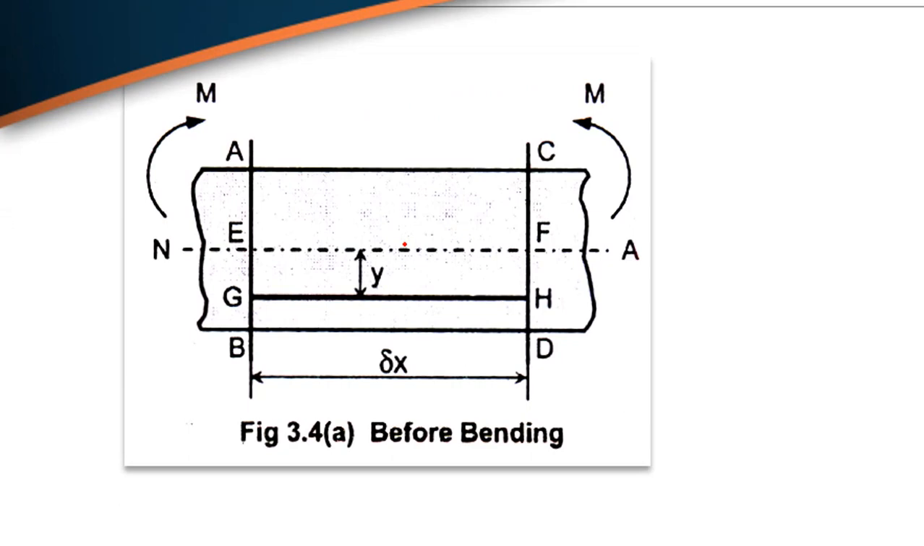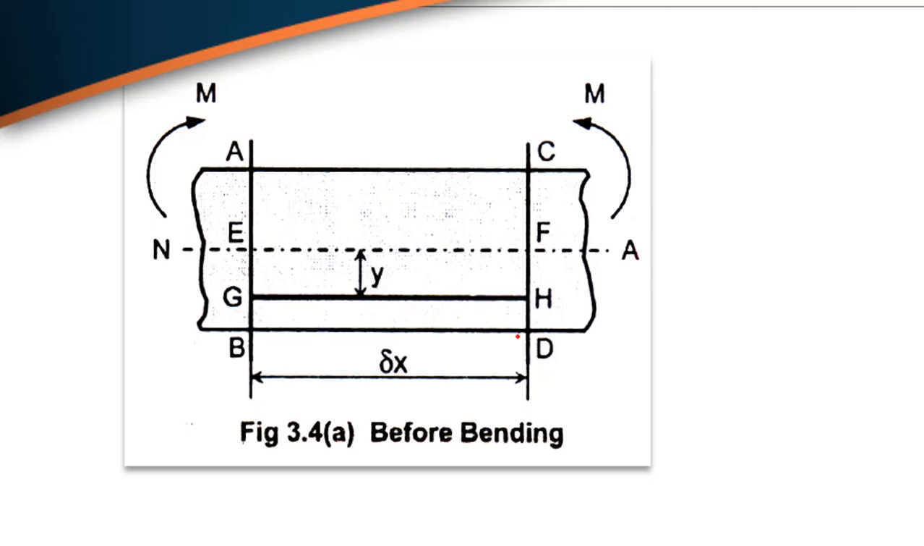Now see here, the small section we are considering is dx, and again here it is pure bending. Here is the neutral axis of the beam, and due to this the moment will act at the two ends. On the upper side the layer is AC, EF is the neutral axis, BD is the lower layer, and here we are considering one small layer GH at a distance y from the neutral axis. Initially, before the bending, the length of AC is equal to EF is equal to GH, and that is equal to BD.